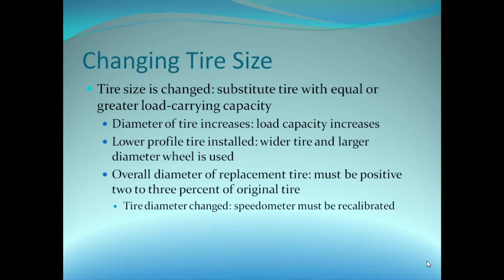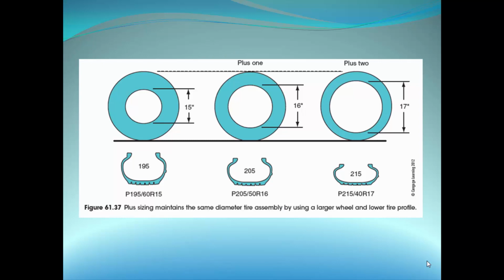Changing tire size. When tire size is changed, substitute a tire with equal or greater load carrying capacity. As the diameter of the tire increases, load capacity increases. This is very important when you design the tire. When a lower profile tire is installed, a wider tire and larger diameter wheel are used. The overall diameter of the replacement tire must be within plus or minus 3% of the original tire. If the tire diameter changes, the speedometer must be recalibrated. As you can see here, plus sizing maintains the same diameter tire assembly by using a larger wheel and lower tire profile.